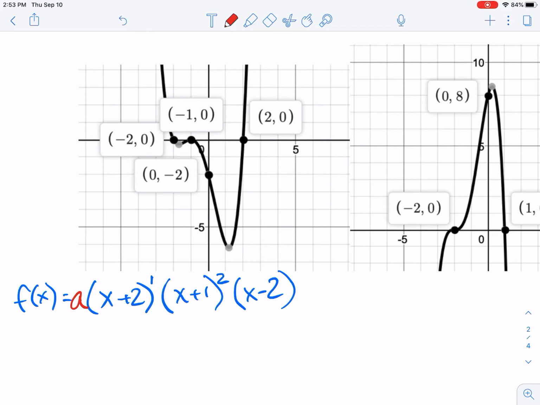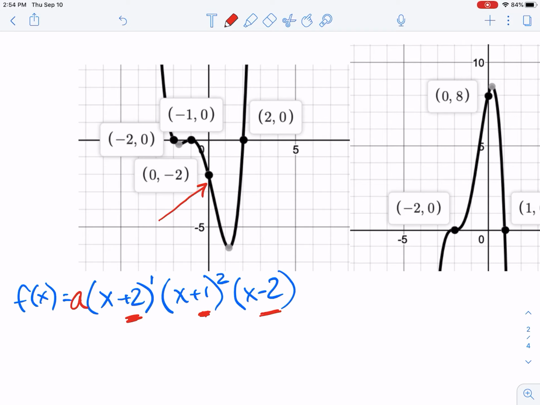We haven't talked about whether a is positive or negative, and we haven't talked about whether there's a different scaling of this graph. Notice, here's my y-intercept right there. What I see is that it's at 0, negative 2. And if I multiplied all this out, my constant would be a 2 times a 1. Notice 1 squared is still 1, times a negative 2. That would give me a negative 4.